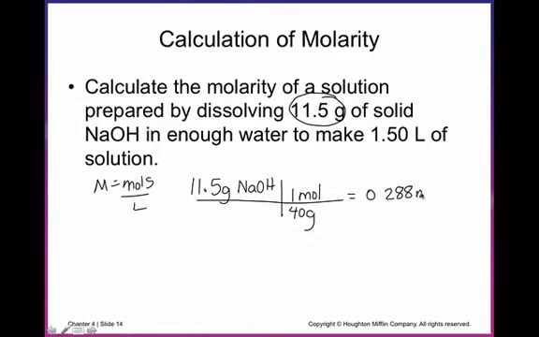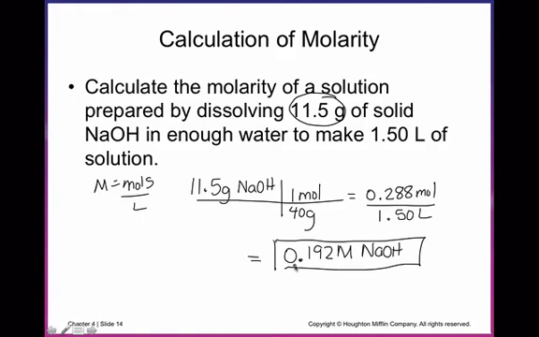0.288 moles. Okay, then I want to divide by the liters that they gave me. So moles per liter, and if you do out that division, you're going to end up with 0.192 molar NaOH. Checking significant figures, I needed 3 because there were 3 here and 3 here.